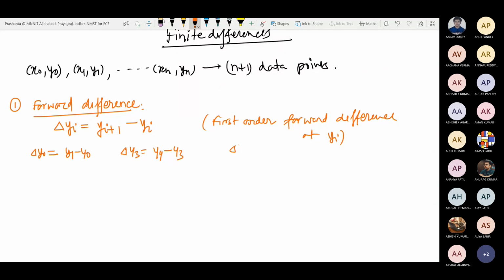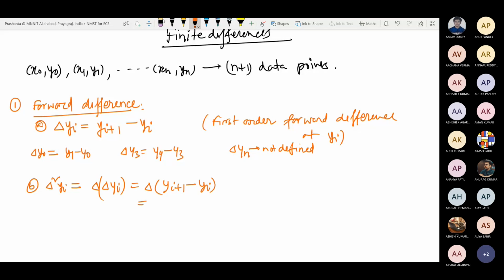So what will be delta yn? Is that defined for the given data set? Not defined. Okay. So what will be del square yi? So this is del of del yi. So del of, what is del yi? Yi plus 1 minus yi.